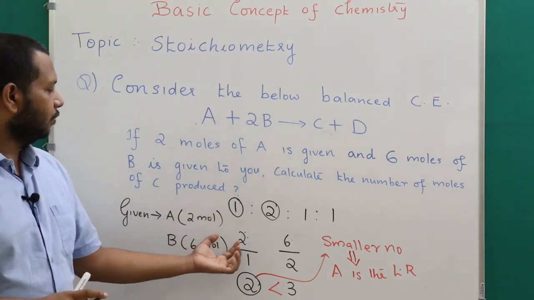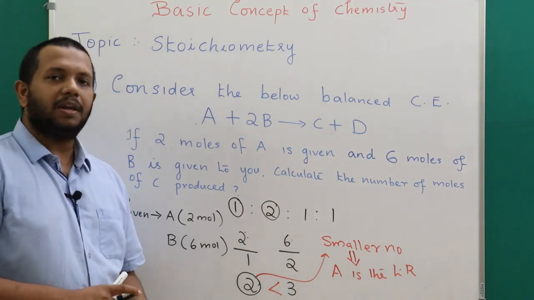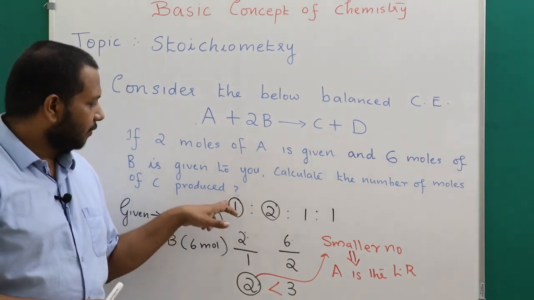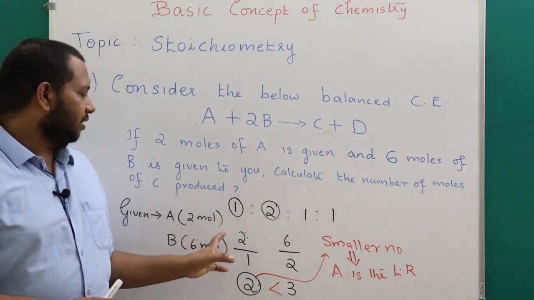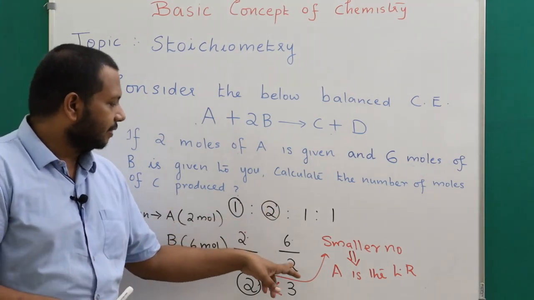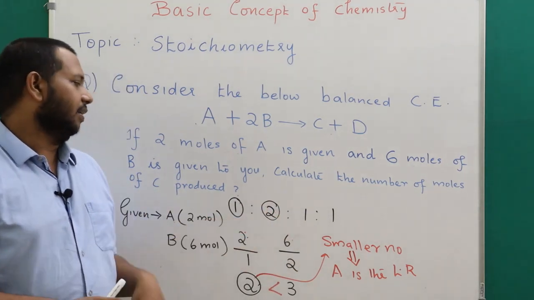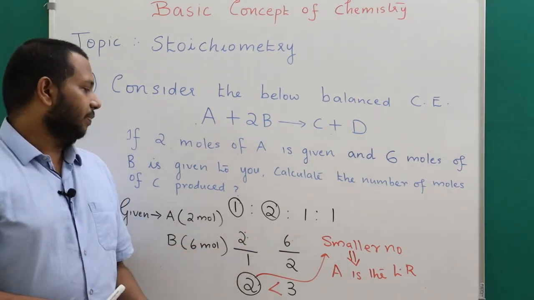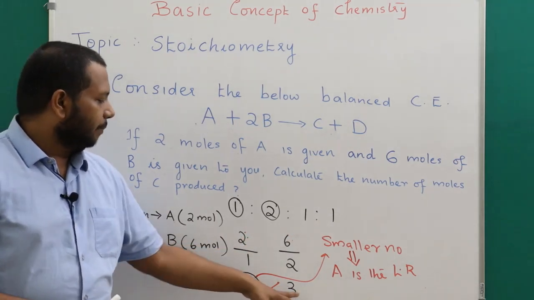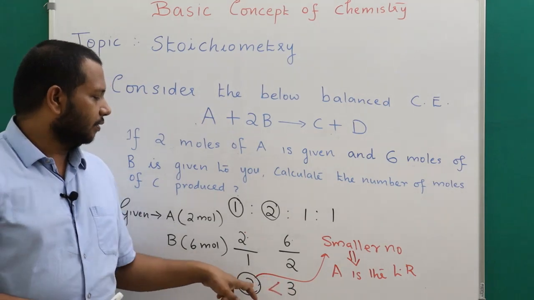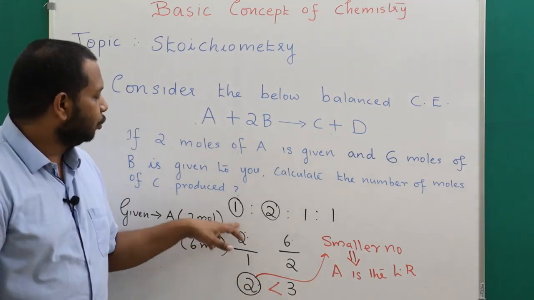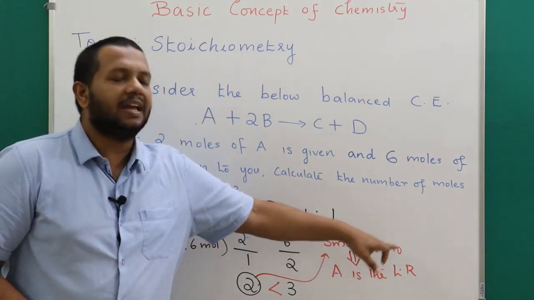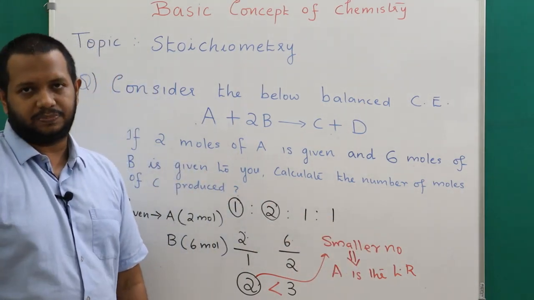Take the number of moles given here as such for A and B. Take the stoichiometric value of A as such and divide. Take the stoichiometric value of B as such and divide. That means the given quantity divided by the stoichiometric value. After division you will get 2 numbers, and check which one is the smaller value. And this smaller value belongs to whom? If it is A, then I can say A is the limiting reagent. Understood?